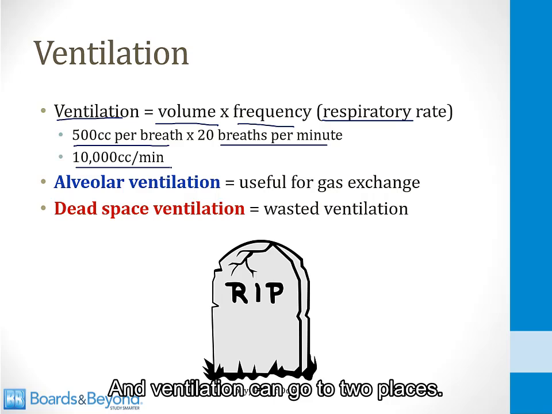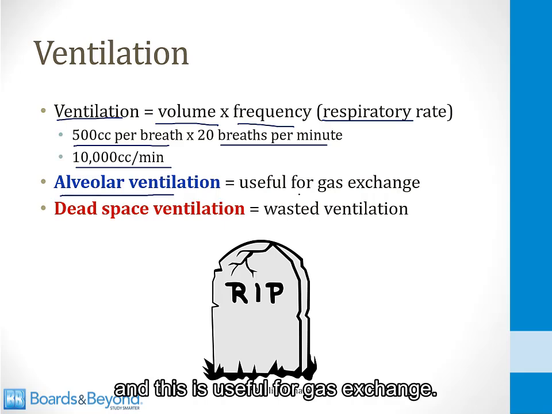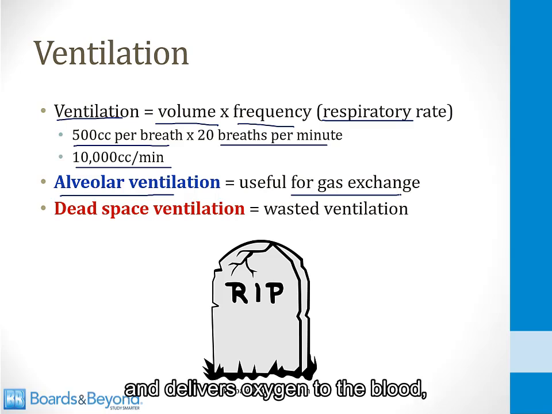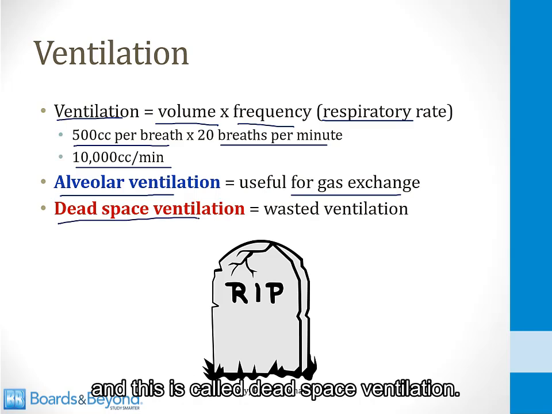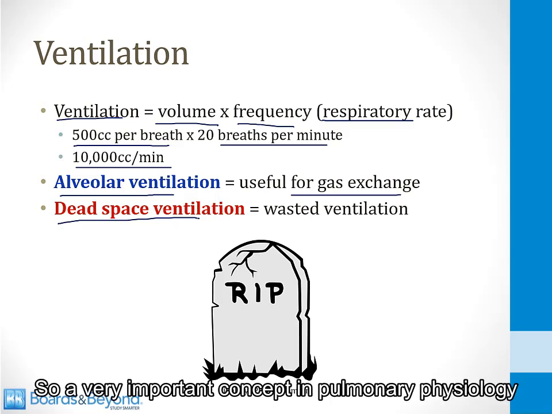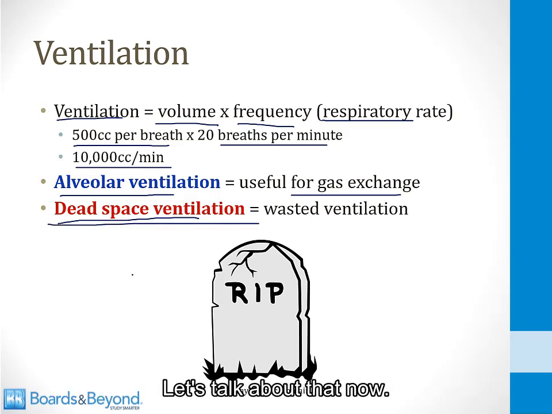And ventilation can go to two places. It can go to the alveoli. This is called alveolar ventilation, and this is useful for gas exchange. This type of ventilation removes carbon dioxide and delivers oxygen to the blood. But some ventilation gets wasted, and this is called dead space ventilation. Not all the air that we breathe in and out is used for gas exchange. So a very important concept in pulmonary physiology is dead space ventilation. Let's talk about that now.